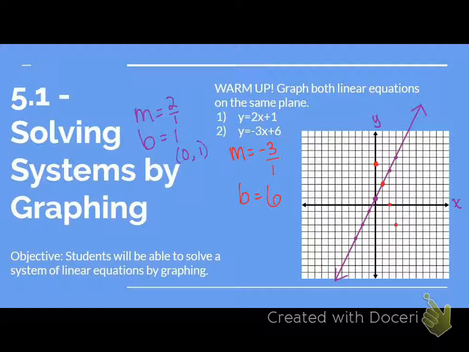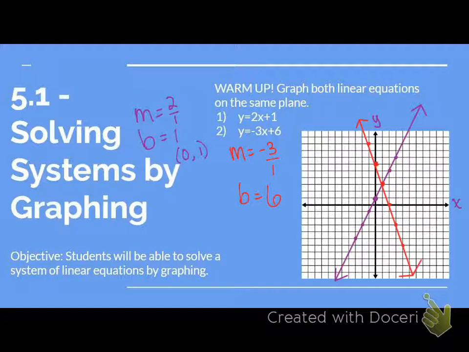Or instead of down and right, we can go up 3, left 1. Up and to the left, so up 3, left 1. The more points you have, the better off you'll be. You're not required to put every possible point on there, but the more points you put, the better your line will end up being. Nice straight line going through almost the whole grid. Questions about the warm-up?